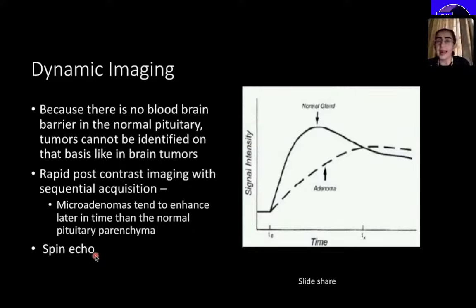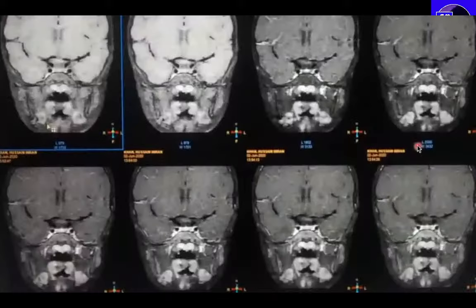Contrast is injected in a rapid bolus, preferably using a pressure injector if available, and then multiple sequences are acquired to get this time intensity curve. So we are seeing these multiple acquisitions.